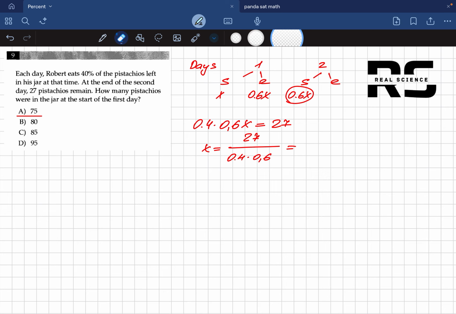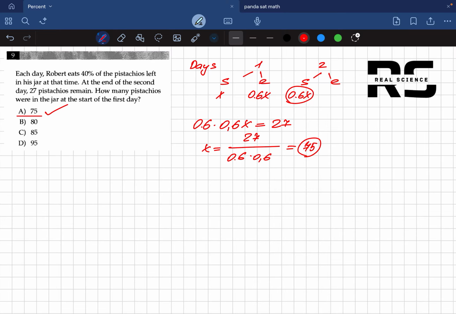Oh, sorry. I was supposed to multiply not by 0.4 here, but 0.6. Why? Because he ate 40%, so 0.6 is left. Okay, now let's just divide, and that would be 75. That would be our answer. Okay.